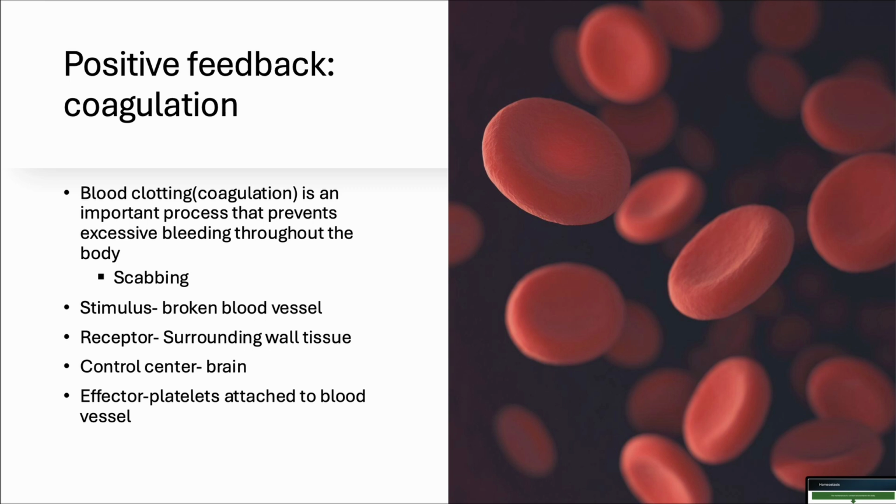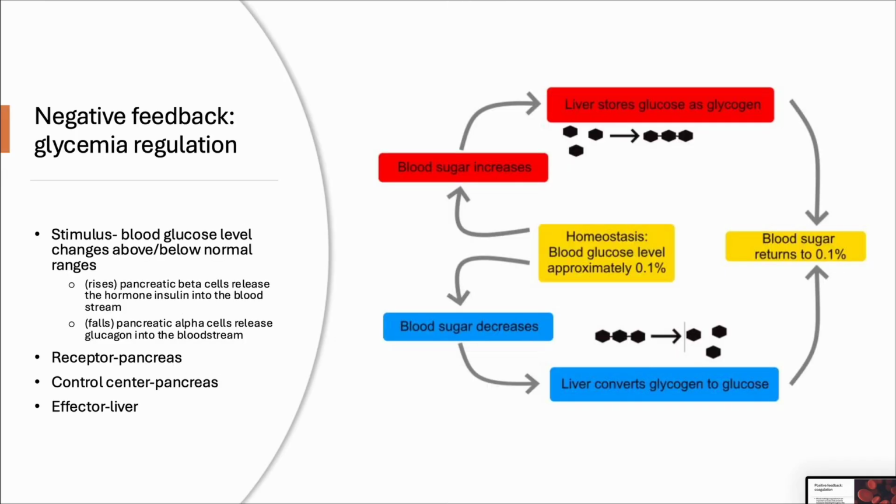Then it sends a signal to the hypothalamus section in the brain, which tells the wall to activate the platelets attached to the blood vessel. The platelets release chemicals which attract more platelets until the clot is large enough to stop the bleeding. Glycemia regulation is all about blood sugar.